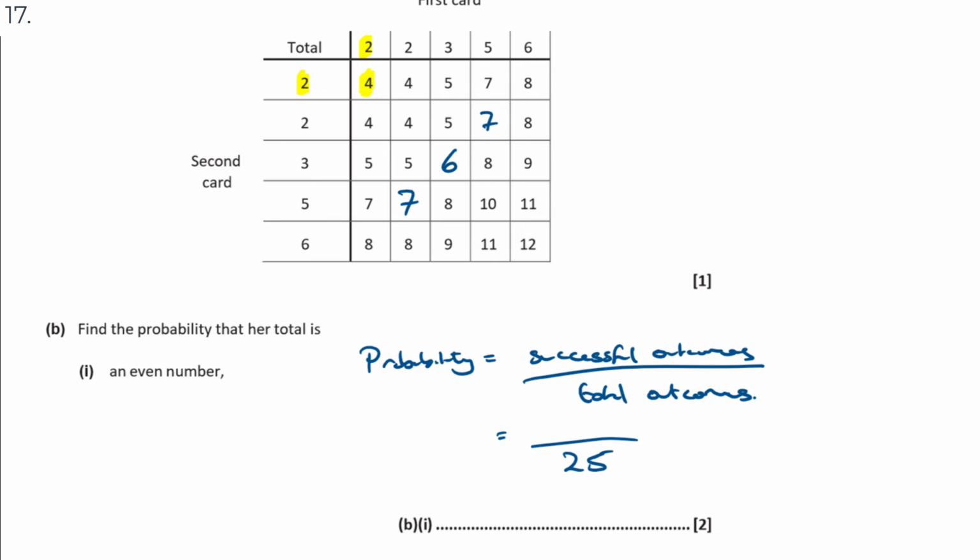So we need to know how many of those outcomes are even. We can just go through and count. I'm going to highlight all the ones that are even. Have I got them all? That looks good. So how many is that then? 1, 2, 3, 4, 5, 6, 7, 8, 9, 10, 11, 12, 13. So the probability of getting an even number is going to be 13 out of 25.